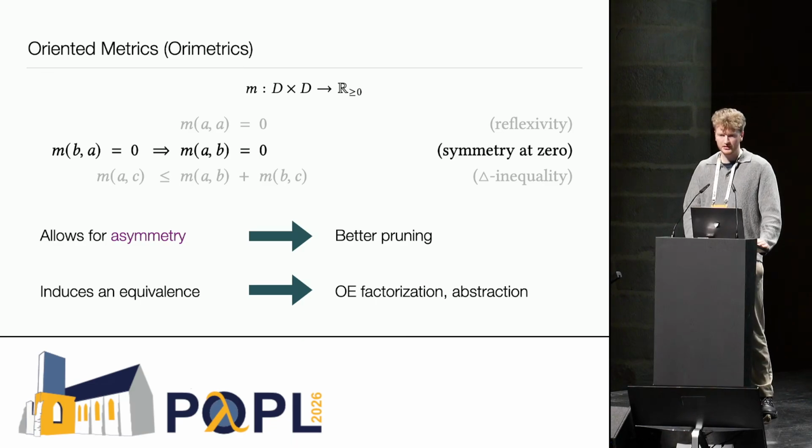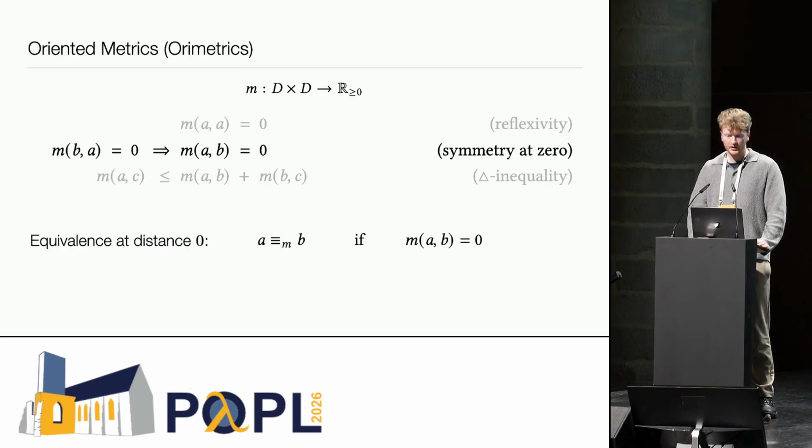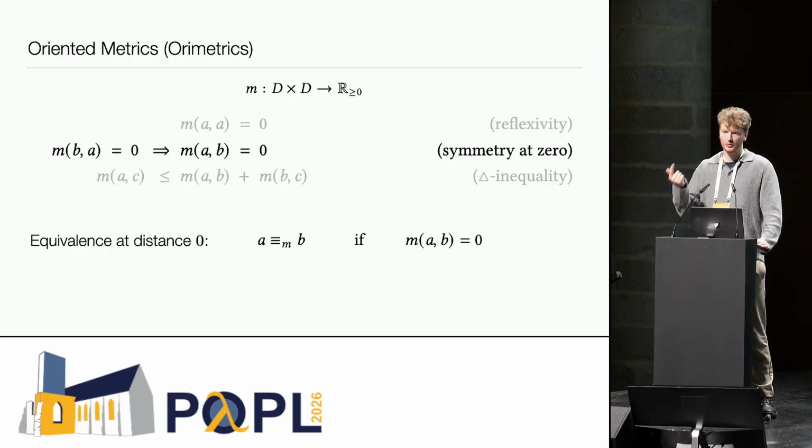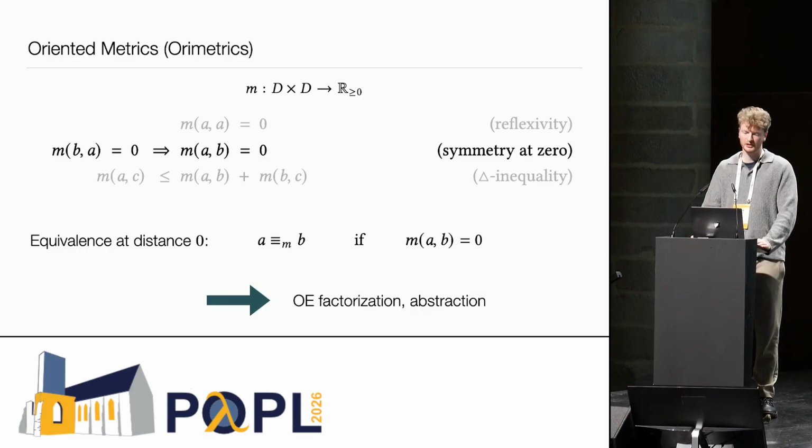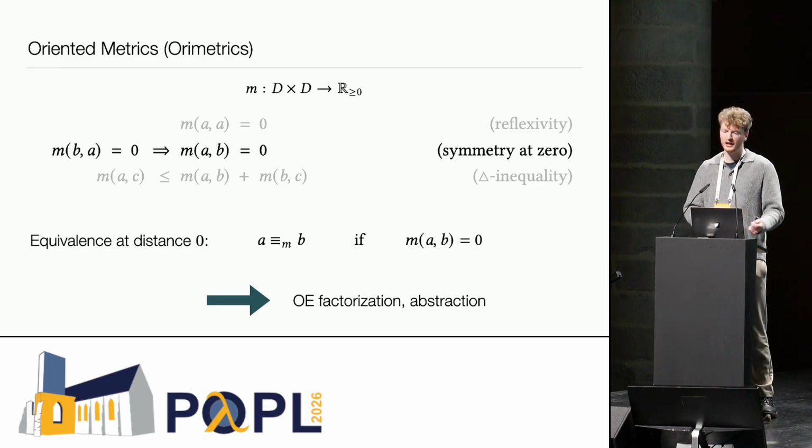So the next point is the equivalence. Now, a metric induces an equivalence at distance 0. So two objects, A and B, are equivalent if their distance is 0. We can quickly check that this indeed is an equivalence. So we get the reflexivity property from the reflexivity of the metric. We get the symmetry property from the symmetry at 0. And transitivity follows from the triangle inequality. And with this, we can express the observational equivalence, factorization and abstraction methods from before.